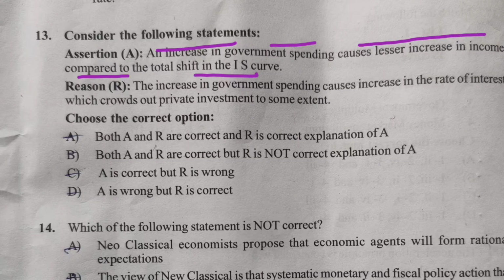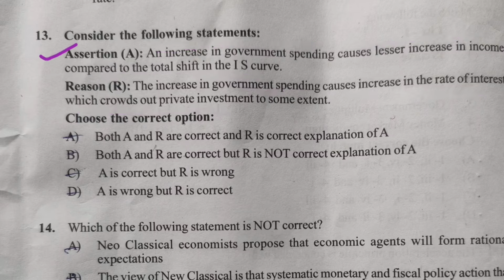Okay, so this is the reasoning. What is the assertion here? The increase in government spending causes an increase in the rate of interest, which crowds out private investment to some extent. So here the assertion is correct, and the reasoning is also correct.